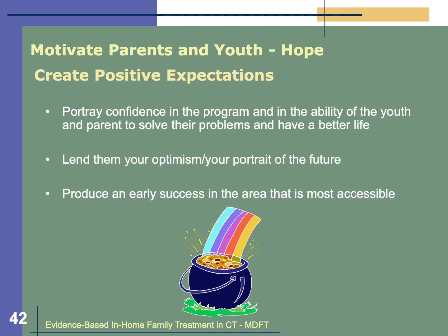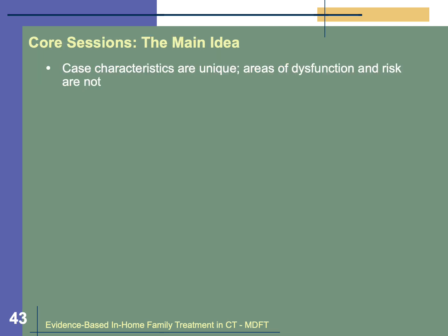So then you create these positive expectations. The program is effective. Research shows that. Kids have up to 120 days or a year after the close of the program. Kids are still doing well. Parents are still doing well. Families are still doing well. So you essentially portray that to families constantly. And you have small successes in an area so that it gets them to continue doing what they're doing. So they see, hey, you know what? I did that and it worked. Okay, let's continue doing it.